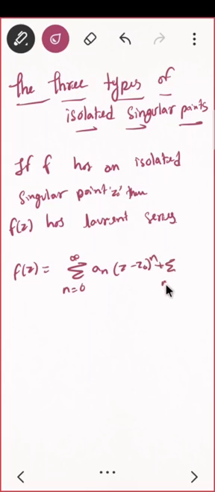Around z equal to z naught, if I say z naught is my singular point, then what can you write? f of z equal to summation n equal to 0 to infinity a n (z minus z naught) raised to n plus summation n equal to 1 to infinity b n upon (z minus z naught). Correct, this was it, right?